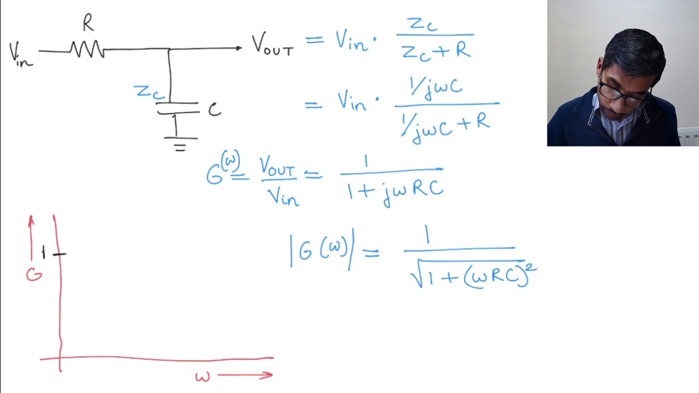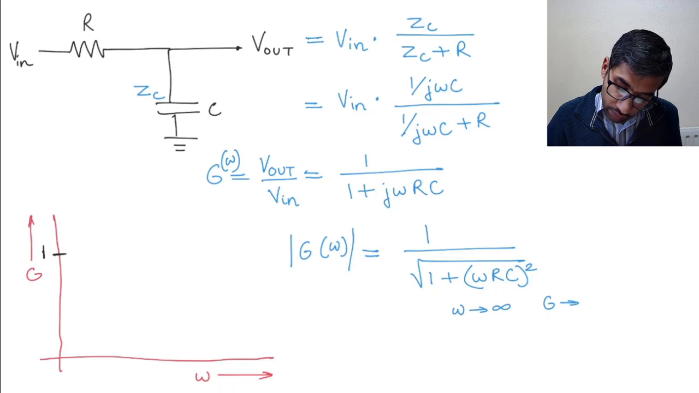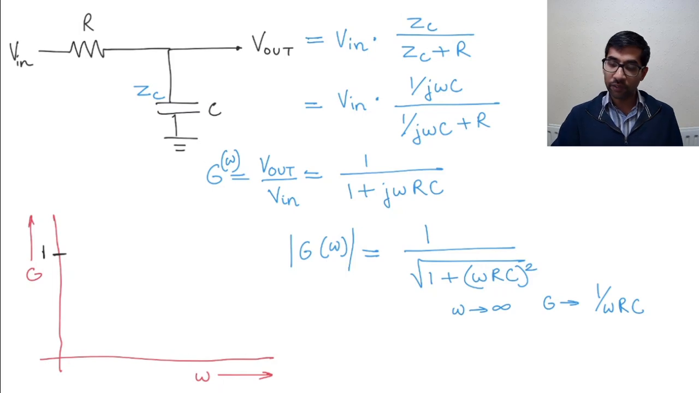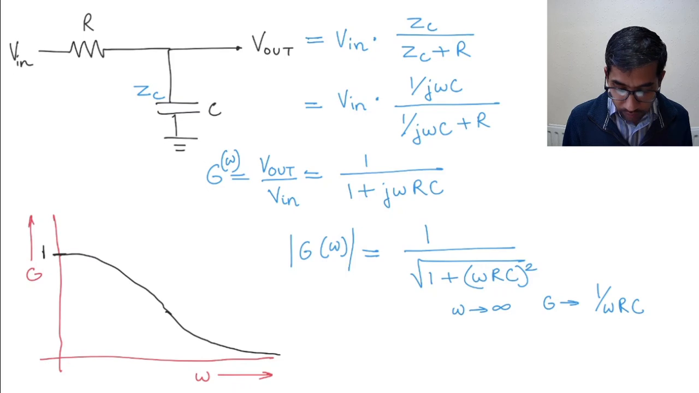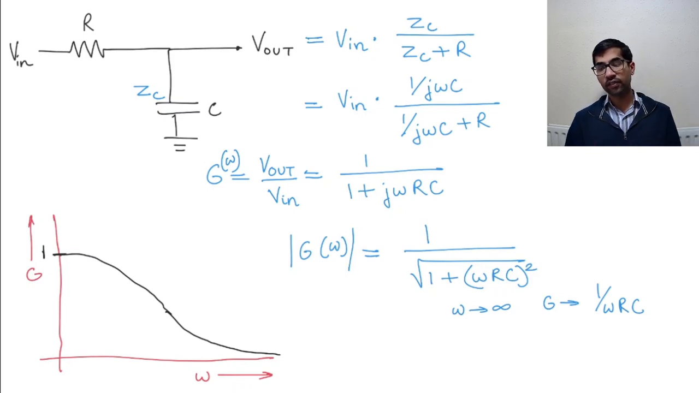When omega tends to infinity, your gain tends to 1 over omega RC. So it's kind of an inverse relationship to omega. So what you get then is something like this, right? You get a 1 over x kind of curve, and in between you get some curve like this. So that's the kind of characteristic that you get. What you can see is that the gain of this circuit, which is V out over V in, is high, or equal to 1, at very low frequencies. And as the frequency goes higher, the gain reduces.